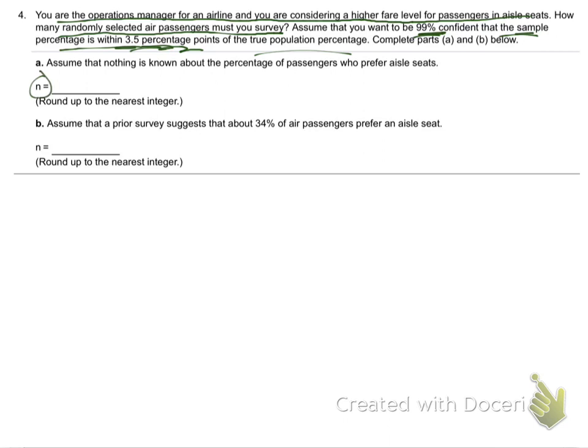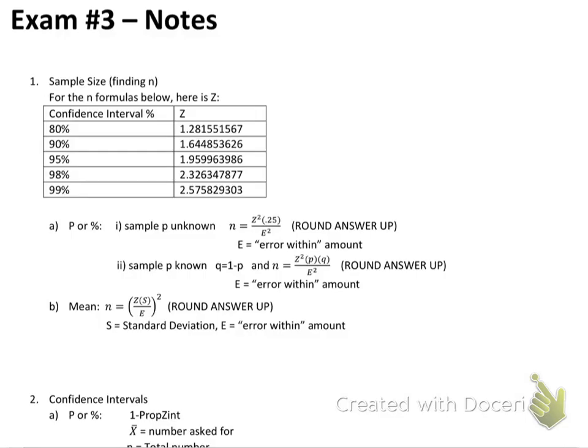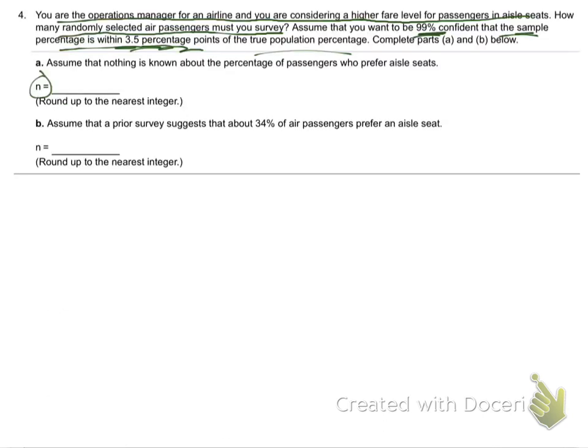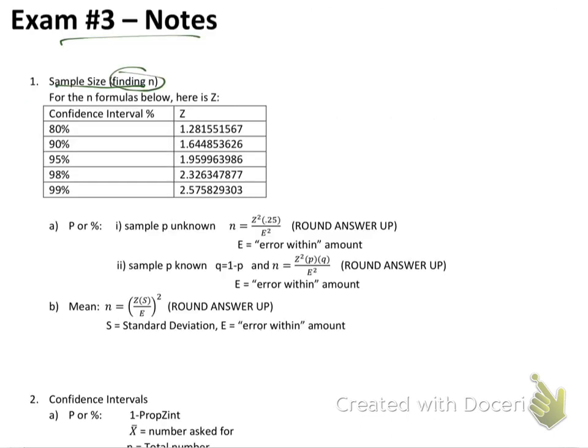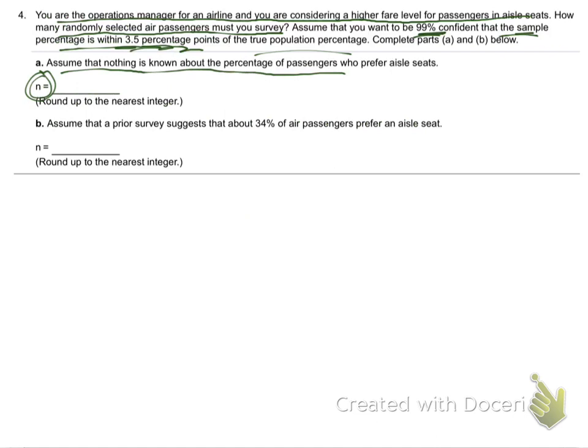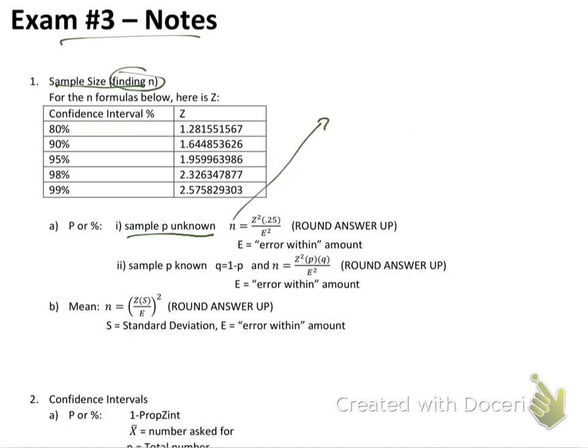So I've given you some formulas here. Let me go over here with you to the formulas. I'm on exam 3 notes, clearly. Sample size, finding N. That's what we're doing, right? We want to find N. Assume that nothing is known about the percentage. Sample P unknown. That's what we're doing right here. So N will be that formula. Let me write it out here. So for part A, N equals, what is it? Z squared times 0.25 over E squared.